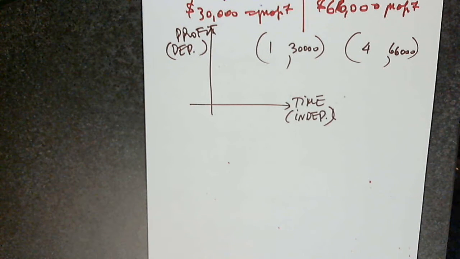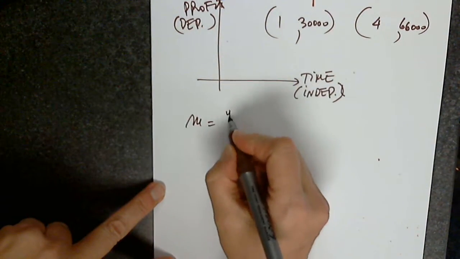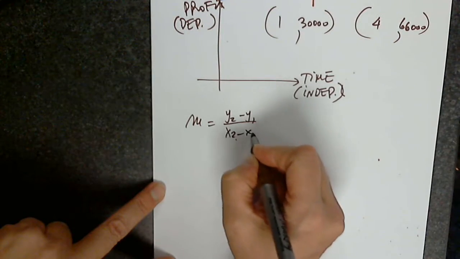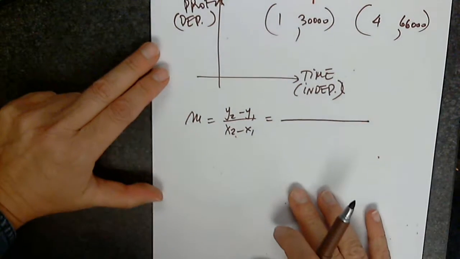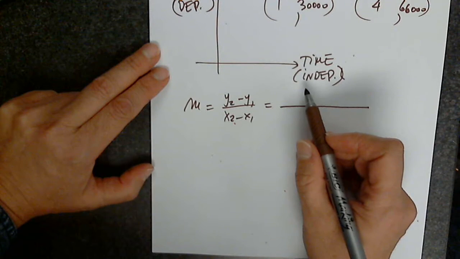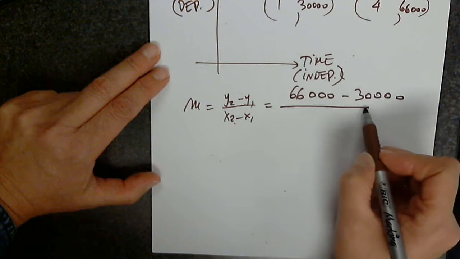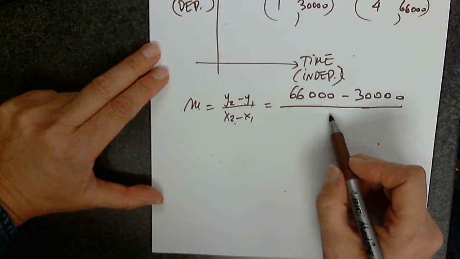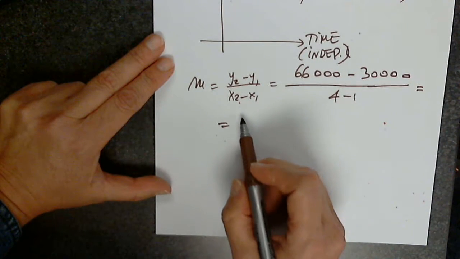Ready? Can you give me anything? M equals 10,000. Okay. So m equals y2 minus y1 over x2 minus x1. We agree with that, right? So please tell me what to write. 66,000 minus 30,000 over 4 minus 1. And the top is 36,000.